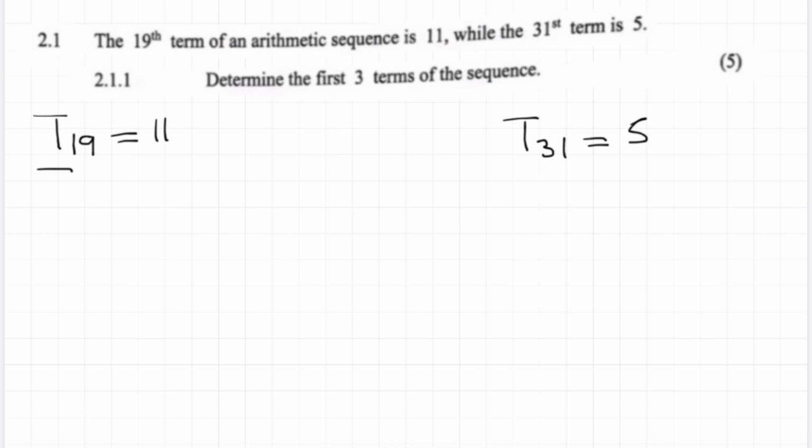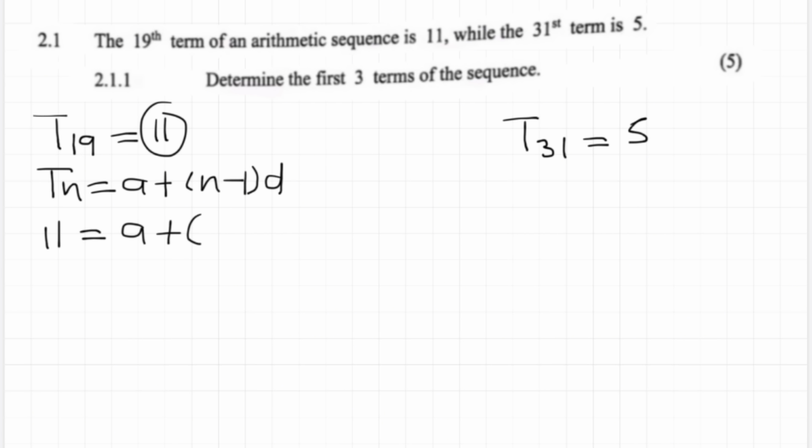Since we know that our formula is Tn equals a plus n minus 1 times the common difference d, and we know that term number 19 is equal to 11, we're going to substitute 11 here. Remember, n stands for the term number, so we put 19 here, minus 1, times d. Now we can simplify this. We're going to have a plus 18d.